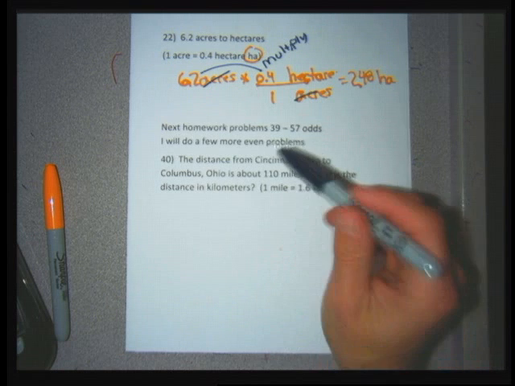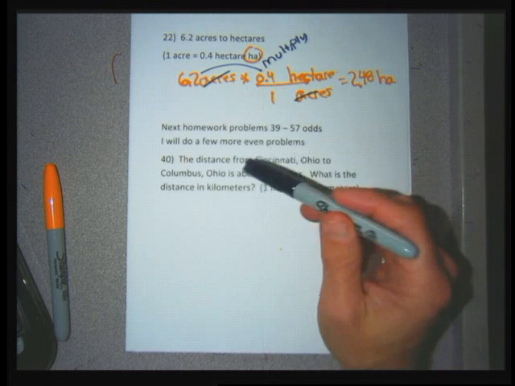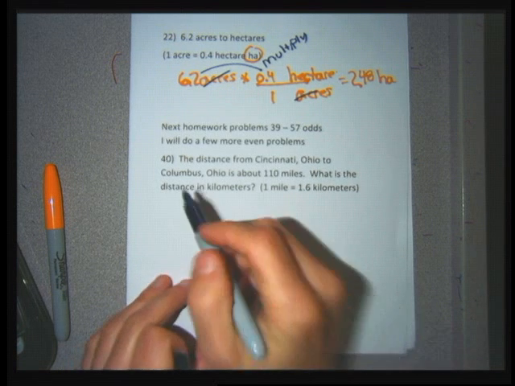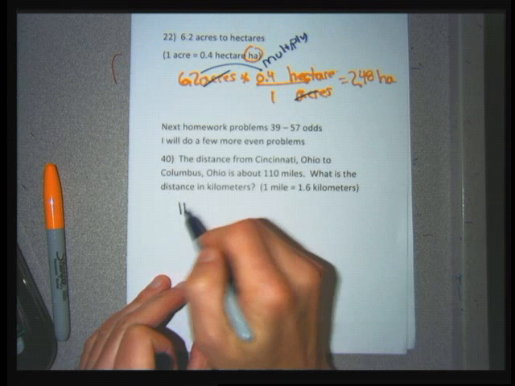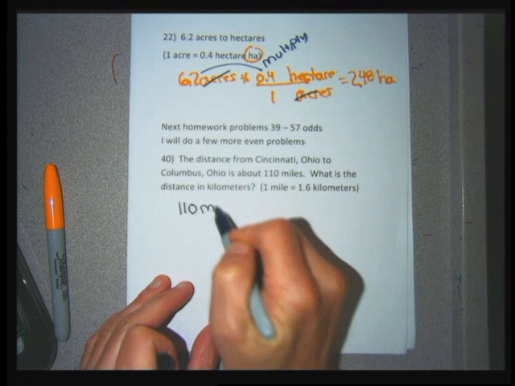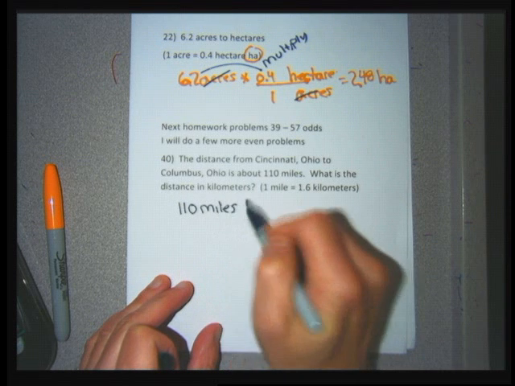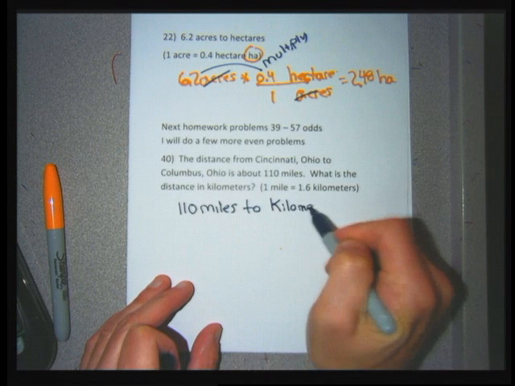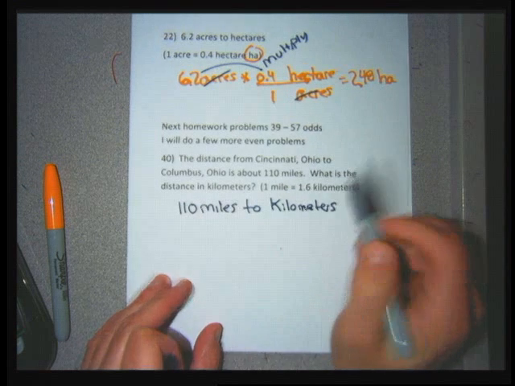So problem 40 talks about the distance from Cincinnati to Columbus. So that's about 110 miles. It wants to know the distance in kilometers. So really, what I'm trying to do is convert 110 miles to kilometers. That's ultimately what the problem's asking me to do.